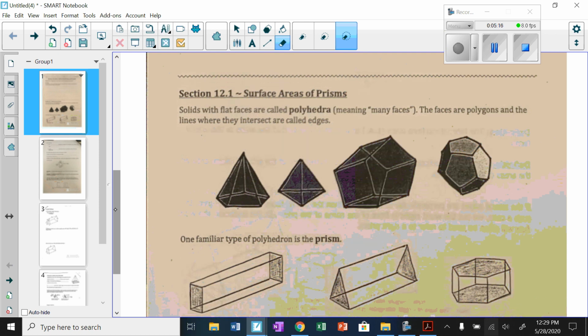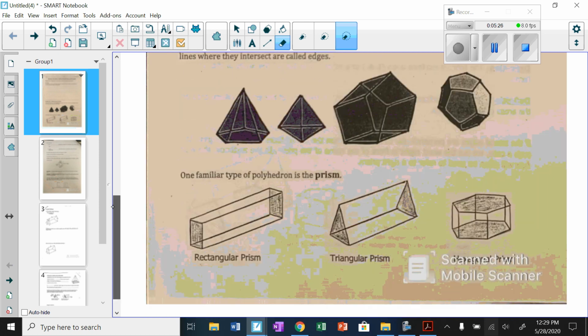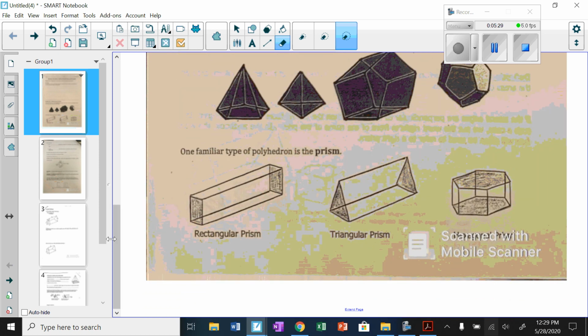Solids with flat faces are called polyhedra, meaning many faces. The faces are polygons and the lines where they intersect are called edges. One familiar type of polyhedron is the prism. Remember, we name a prism by its bases. So this is called a rectangular prism. Here, the bases are triangles, so it's called a triangular prism. Here, the bases are hexagons, so this is called a hexagonal prism.